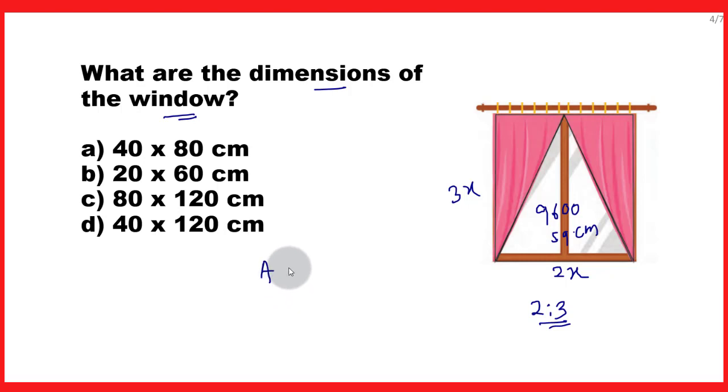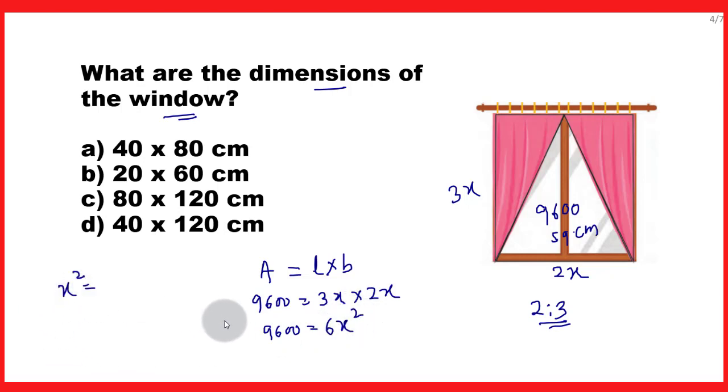We find the area of the rectangle as length into breadth. Very simple this is. So here area is given as 9600 and length we are taking as 3x multiplied by breadth we are taking as 2x. So 9600 is equal to 6x square, and therefore x square is equal to 9600 divided by 6, and therefore x square is equal to 1600, and therefore x will be equal to the square root of both the sides.